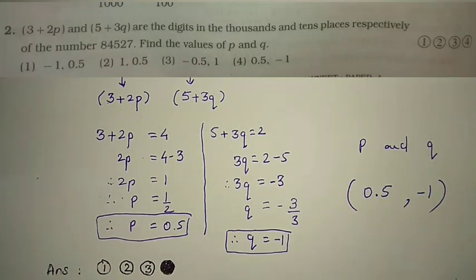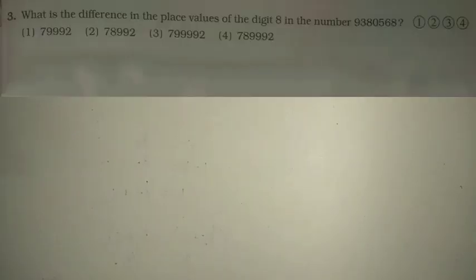Okay, now we will go to the third question. Question number 3 is: what is the difference in the place value of the digit 8 in the number 9380568? Four options are there, and you have to find only the difference between the place values of 8, because 8 occurs two times.